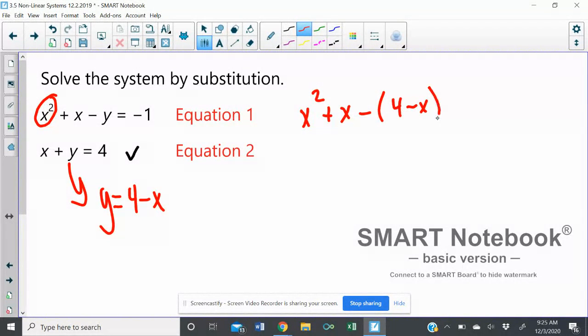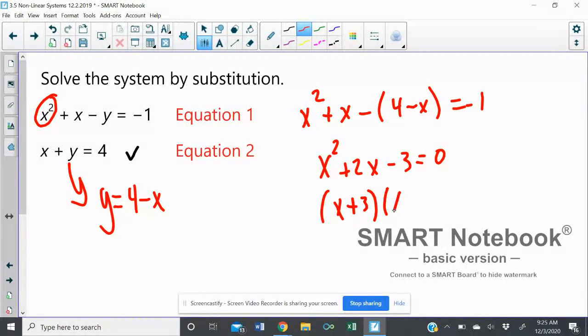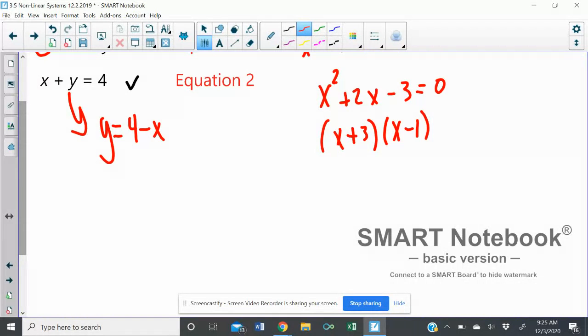4 minus x equals y. So I'm going to be left with x squared plus 2x, and then bring over -3, is equal to 0. This happens to be factorable, which is nice. We get +3 and we get -1. So we're going to have two solutions here. Our first solution, we're going to have x equals -3. And our next solution is x going to be 1.